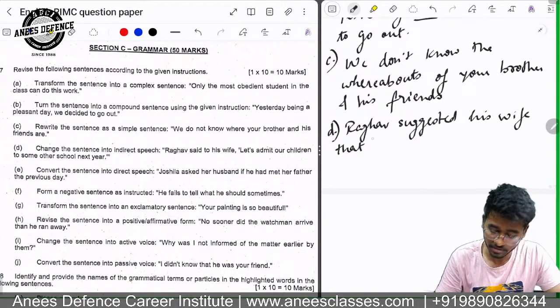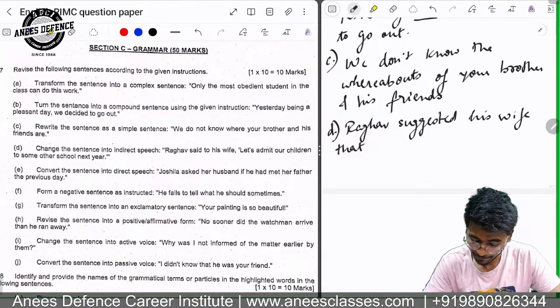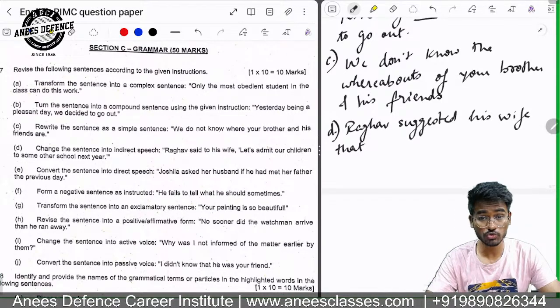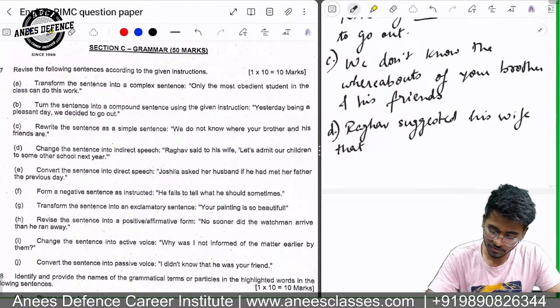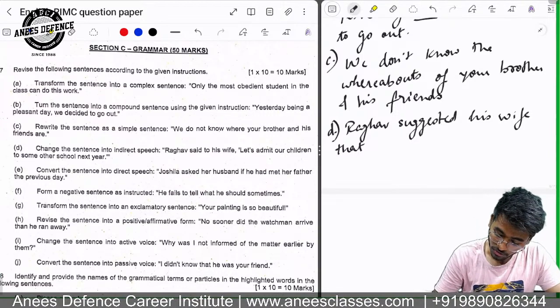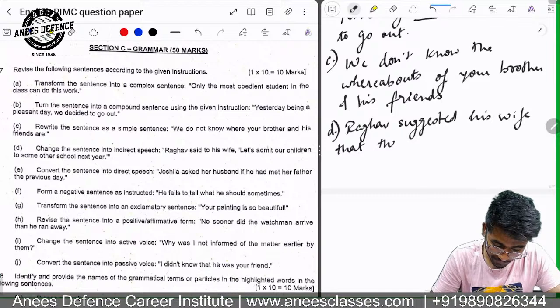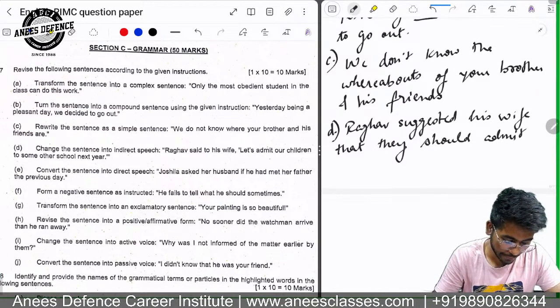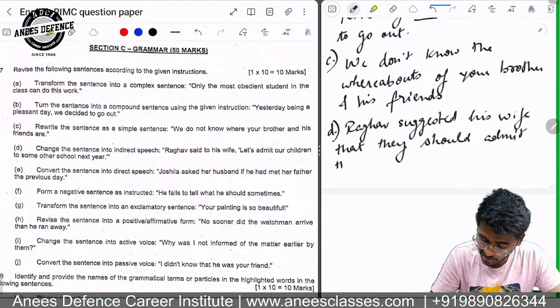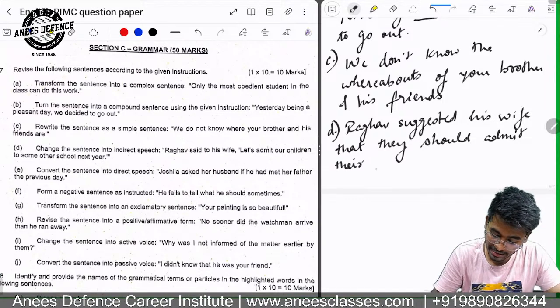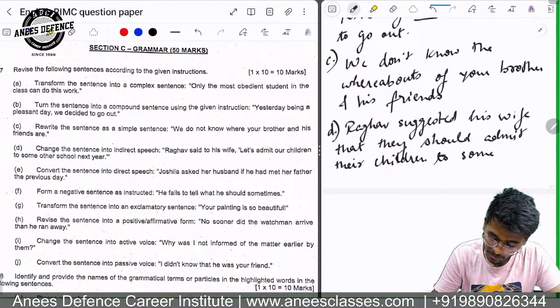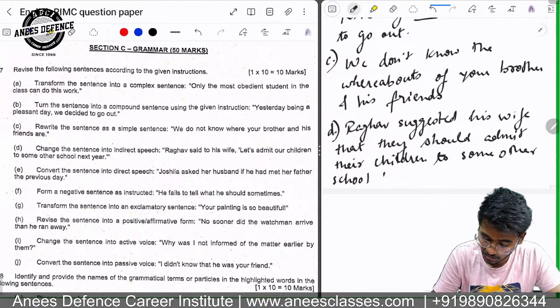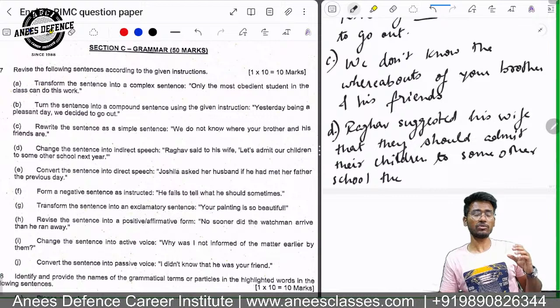Now you also need to look at the pronouns. You need to change the pronouns also. Raghav said to his wife, let's admit our children. So Raghav suggested his wife that they should admit their children to some other school the next year. Now, three things you need to change.